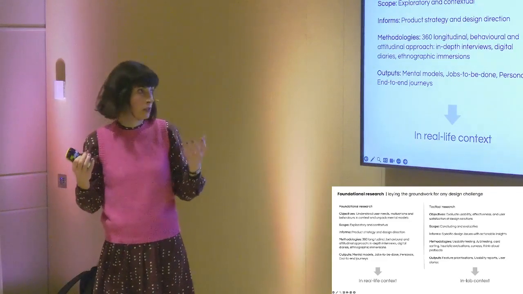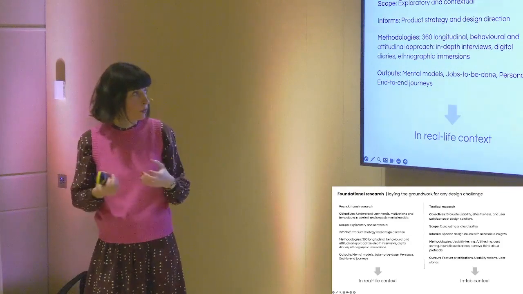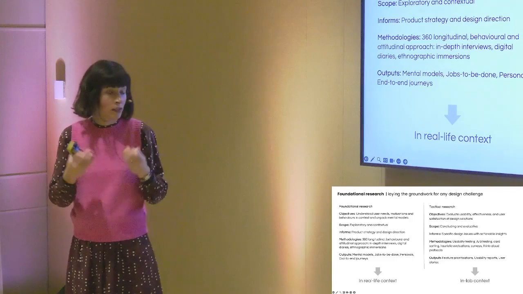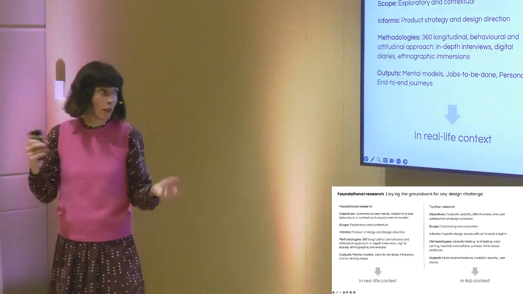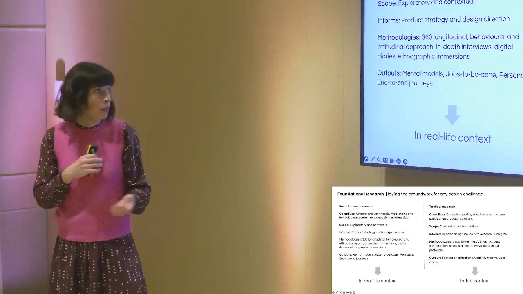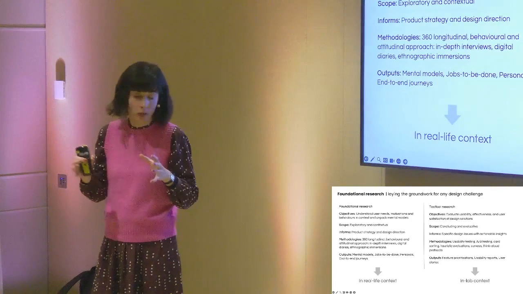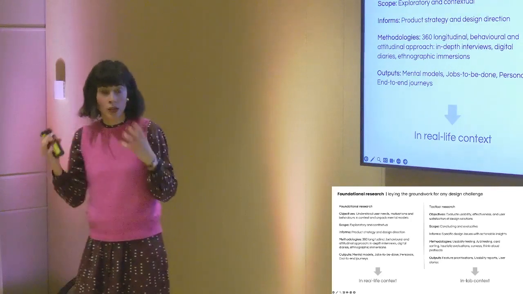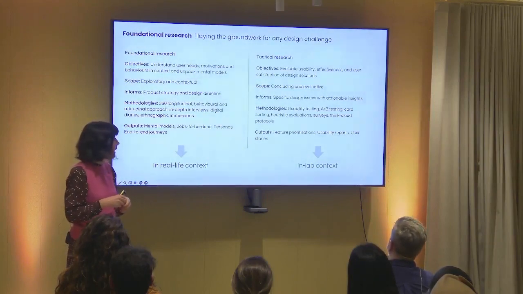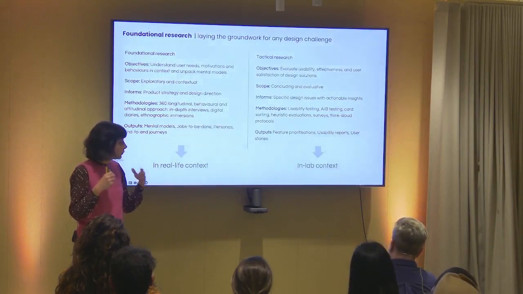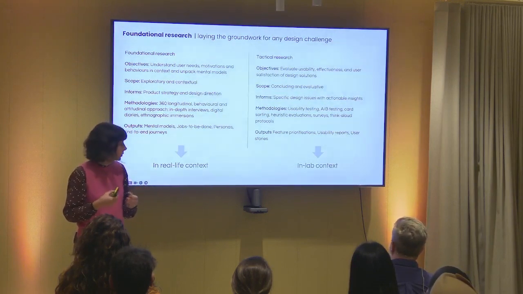It's evaluative. Its aim is really to assess existing solutions. So for that you do usability testing, card sorting, A/B testing, surveys, and the outputs of this tactical research are much more about prioritizing features, assessing features, and informing the rest of the product team on usability and user stories.